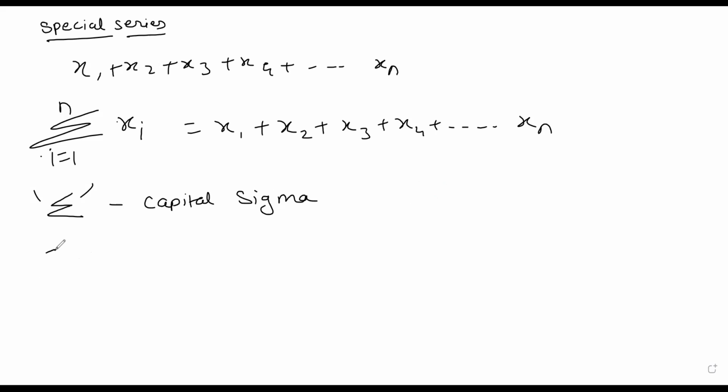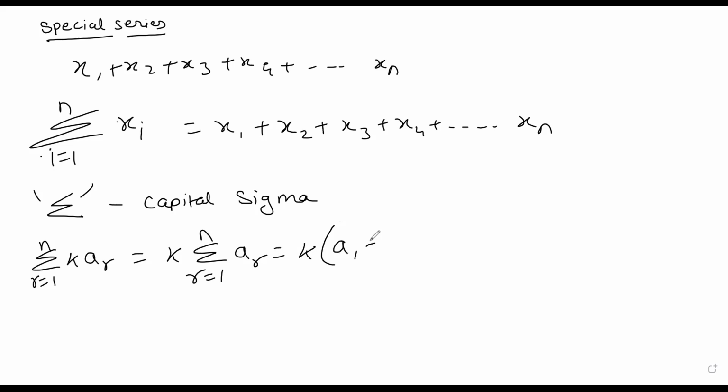इसके कुछ properties है हम लोग देख लेंगे. Summation r runs from 1 to n. K into ar is nothing but constant outside, summation r runs from 1 to n, ar, that is K, we can write it as K times A1 plus A2 plus A3 plus so on up to.